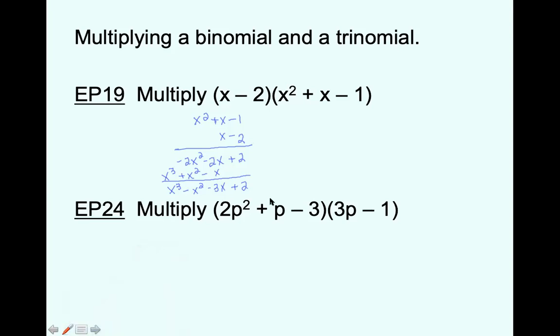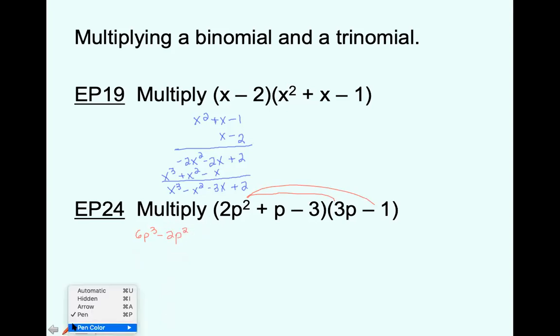So I'm going to try it with the distributive property method this time. So everything in this first parentheses needs to be multiplied by everything in the second parentheses, right? It's like a big distributive property problem. So I'm going to go 2p squared times 3p. That's 6p to the third power. Then I do 2p squared times my -1, -2p squared. All right, I've taken care of the 2p squared term.